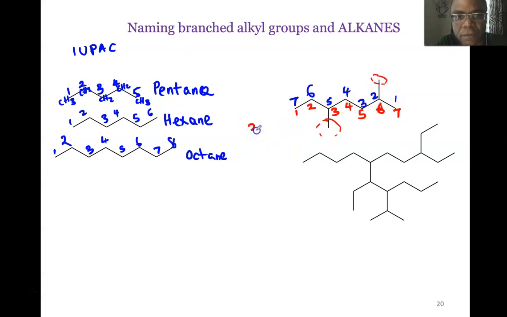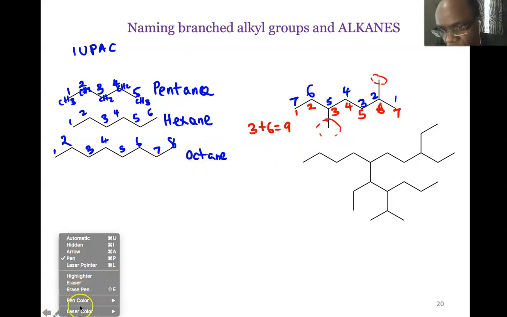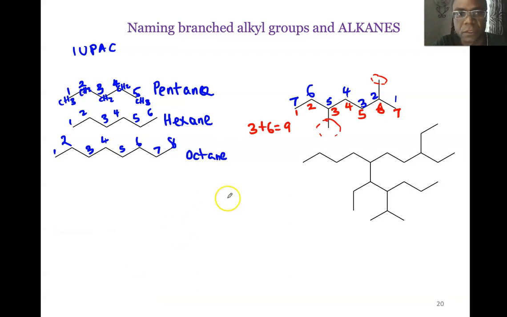So I have the substituents at 3 and 6. I sum it up, I get 9. In blue, I have a substituent on the 5 and 2, so 2 plus 5, I get 7, which means the blue numbering is the correct one because it gives you the least sum of the location of the substituents. So the red numbering is wrong, we ignore it.